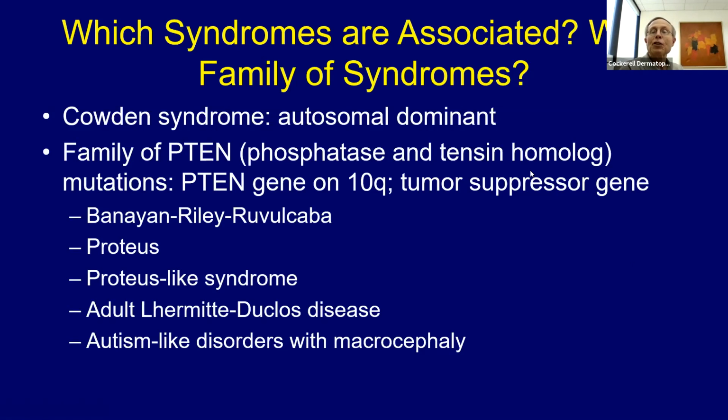It's on gene 10q. It's a tumor suppressor gene. Wipe out the tumor suppressor gene, you get tumors. Benign tumors, but you get a lot of them. So Bannayan-Riley-Ruvalcaba. I think that's associated with some vascular lesions also, but make sure you know that. Proteus syndrome is in this family. Proteus-like syndrome. Adult Lhermitte-Duclos disease. Now, I don't know what that is, but I put it in here, so make sure you know what it is if you want to get an extra point. And then the autism-like disorders with macrocephaly.